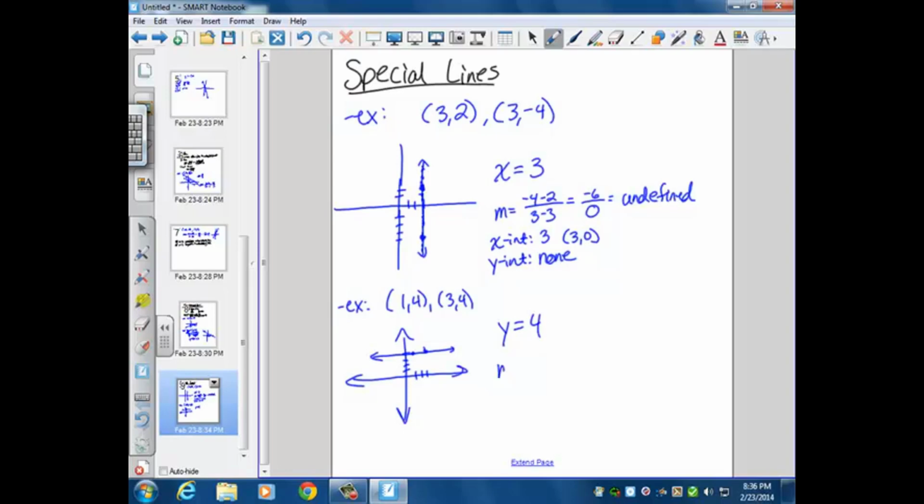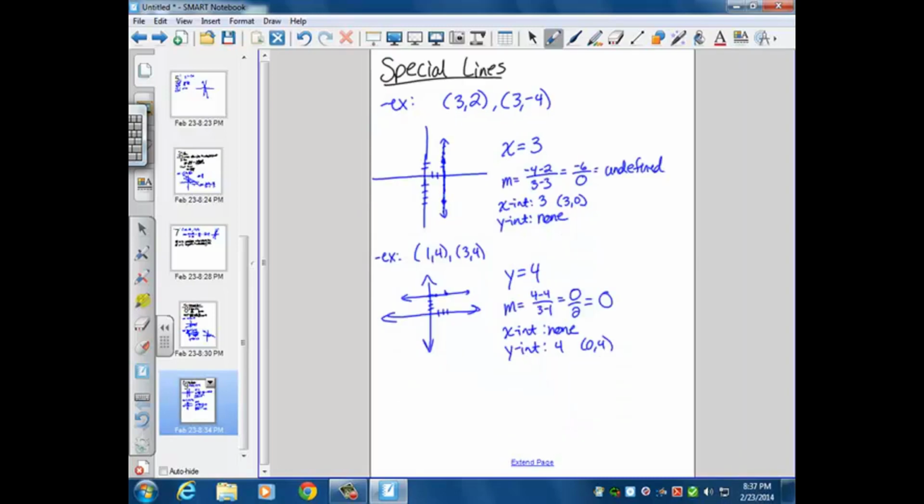So this is an equation where we just have y, no x. In this one, my slope would be 4 minus 4 over 3 minus 1, 0 over 2. It doesn't really matter what's on the bottom. It's going to be 0 on top always, because if it's the same y values, take the difference, we're going to get 0. There would be no x-intercept. And the y-intercept would be, in this case, 4, or (0, 4) as a point.